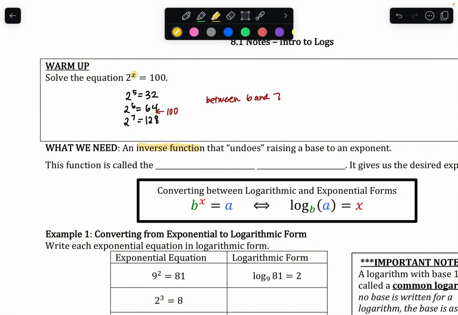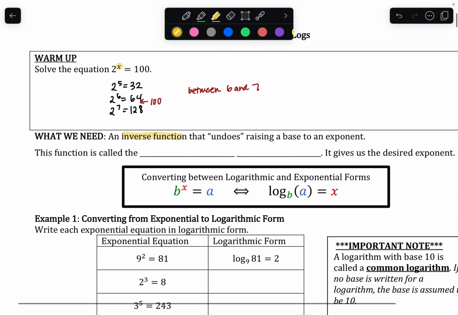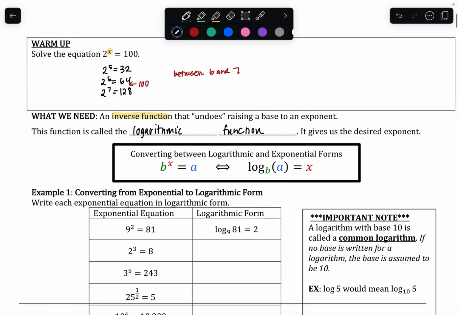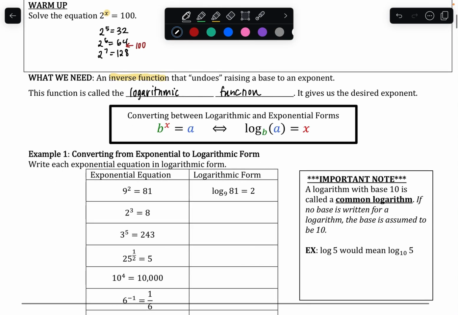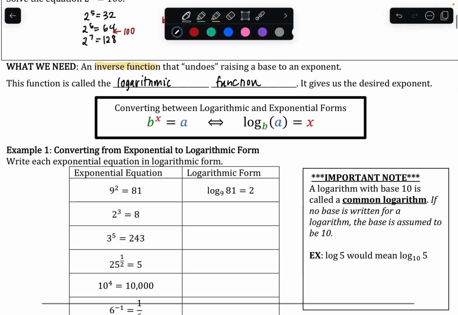Okay, and so in order to solve this, what we need is an inverse function that undoes raising a base to an exponent. And so there is a function that does this, and it's called the logarithmic function. And so this is going to help us give the desired exponent. And so it's defined to be the inverse of the exponential function. And so what we actually do is just convert between the two forms.